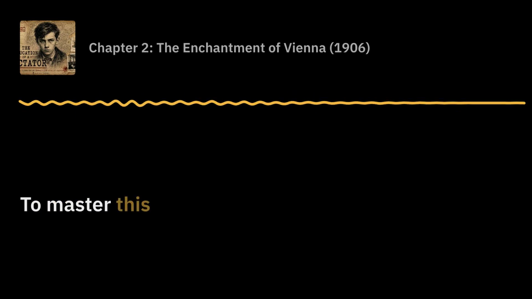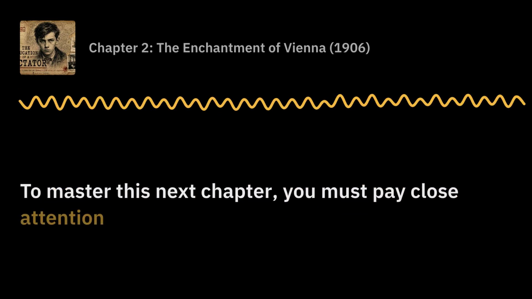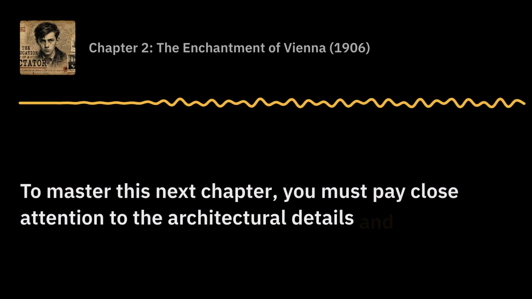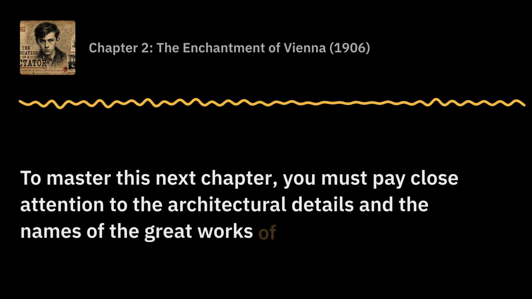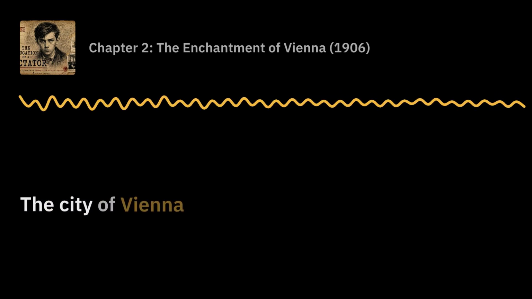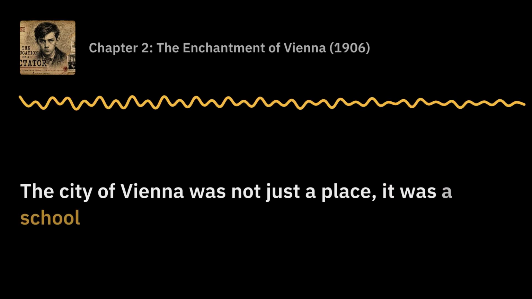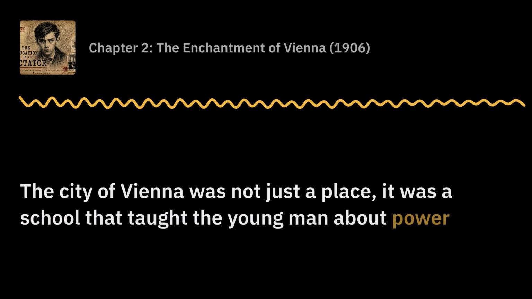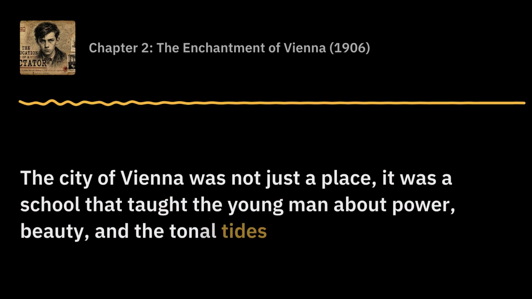To master this next chapter, you must pay close attention to the architectural details and the names of the great works of art mentioned. The city of Vienna was not just a place, it was a school that taught the young man about power, beauty, and the tonal tides of culture.